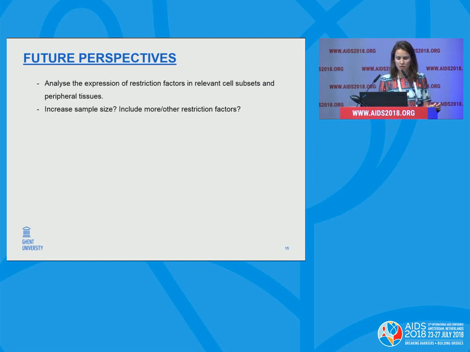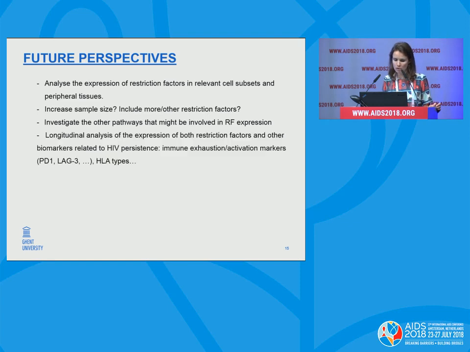However, for a treatment interruption trial, this is quite tricky to do. Another thing would be to include more or other restriction factors and have a look whether we find the same trends there. As I discussed before, we see that the restriction factor expression in our patients was increased before that of interferon-stimulated genes, so it would be interesting to also investigate other pathways that might be involved in their expression.